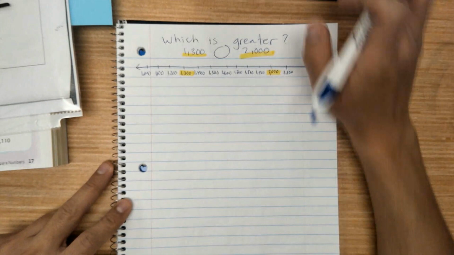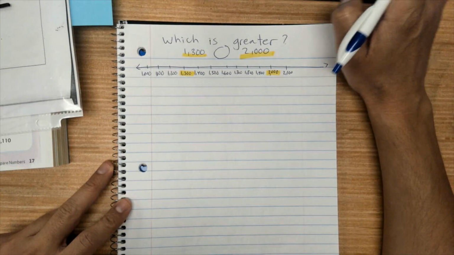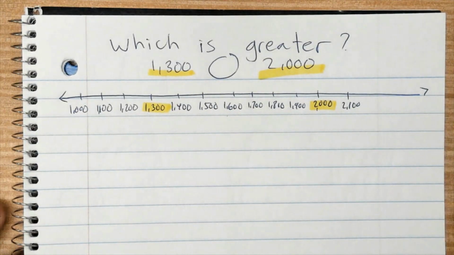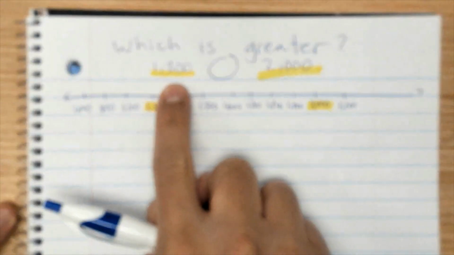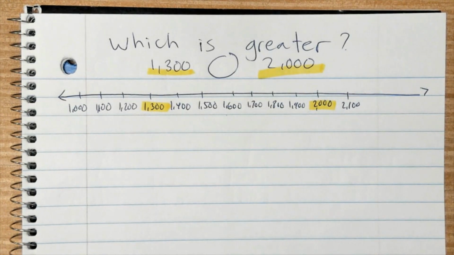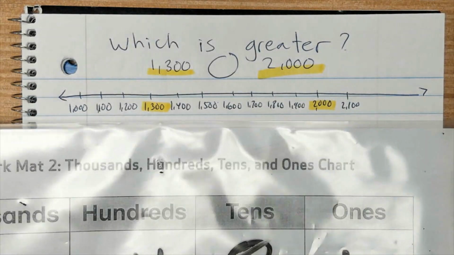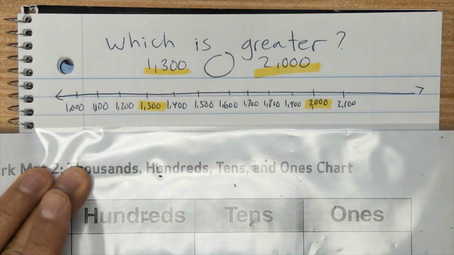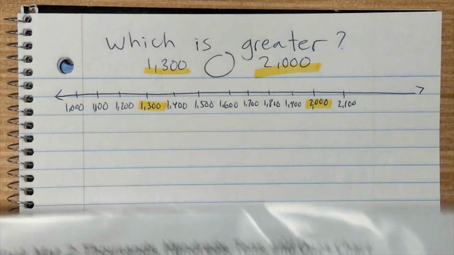Okay. There we go. I'm going to zoom it in a little bit. Okay. So here we have which is greater. Now we're going into the thousands. Okay. So I'm going to erase my old number, which is what you should be doing as well. And I go to the new numbers.